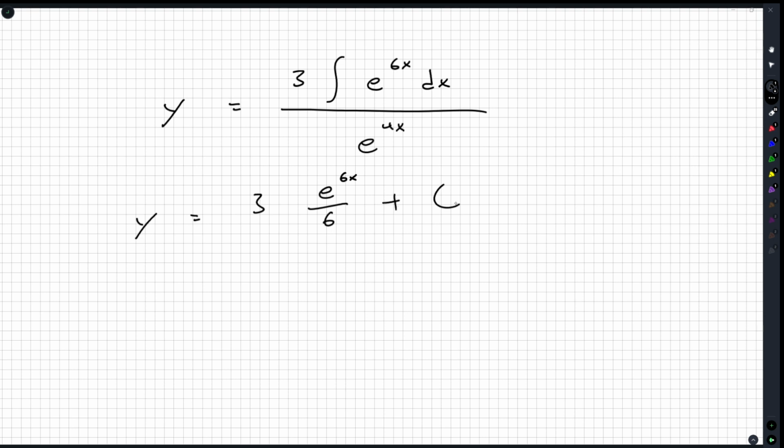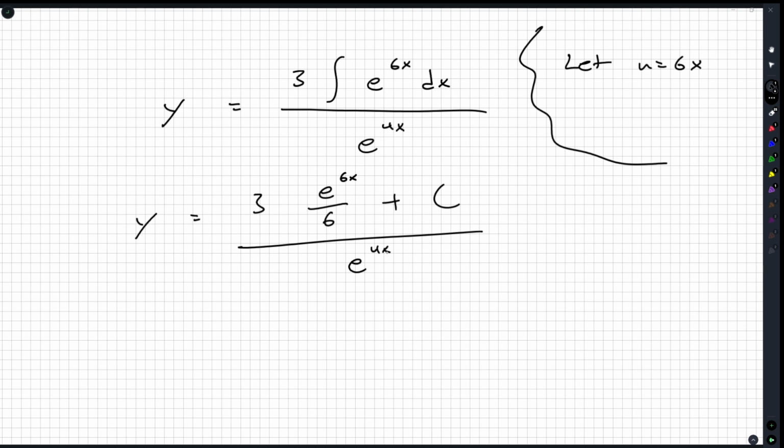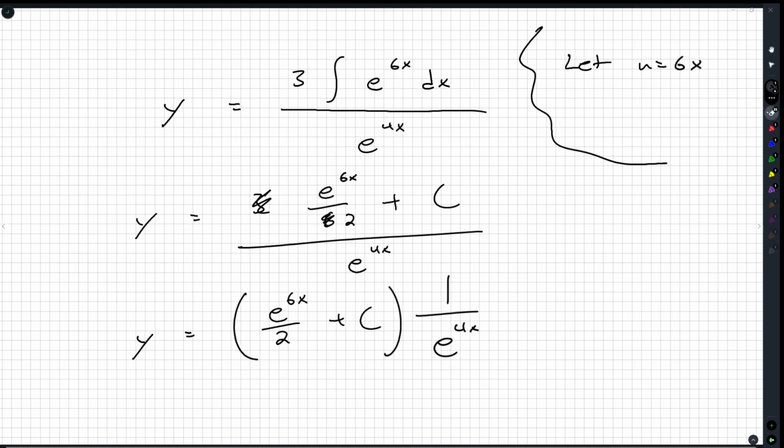If you want to do that a little bit slower, you'd use a substitution. I'm not going to write it out, but the substitution here would be you'd let u be 6x and go from there. So the 3 and the 6 cancel a little, and you'll get e to the 6x over 2 plus c, all over e to the 4x. I'm going to write the divide by e to the 4x as a multiply by 1 over e to the 4x, and then write 1 over e to the 4x as e to the minus 4x. And then we can distribute that in, and we will get our final answer.